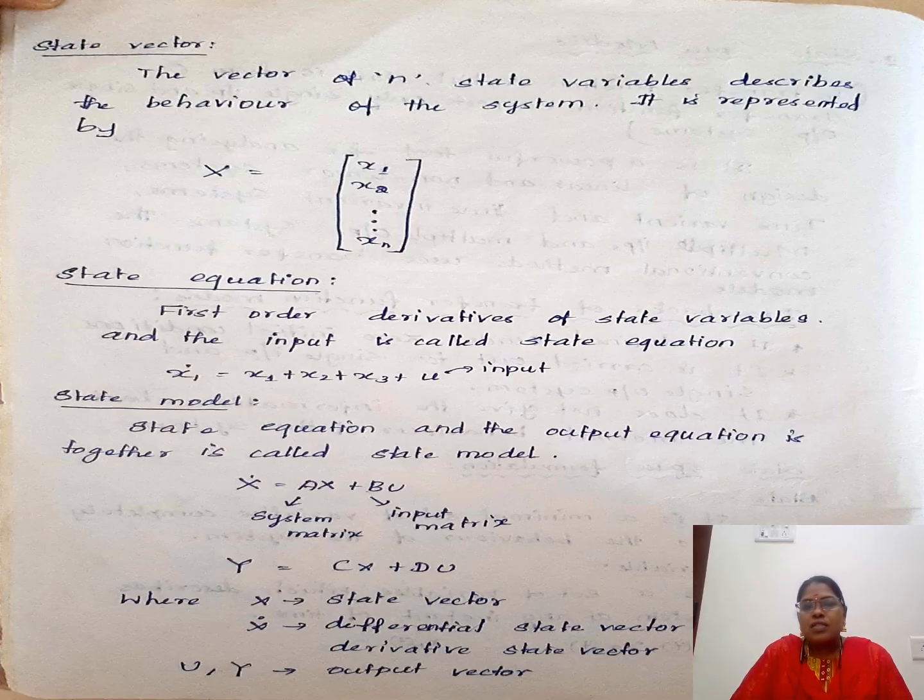The state model is nothing but the state equation and the output equation together. So the state model has the state equation, which is the first order derivative, and the next one is the output equation, the y equation. Combined together, we call it the state model. I can represent it as x dot equal to Ax plus Bu, where A is the system matrix and B is your input matrix. Similarly, we can represent the output equation y.